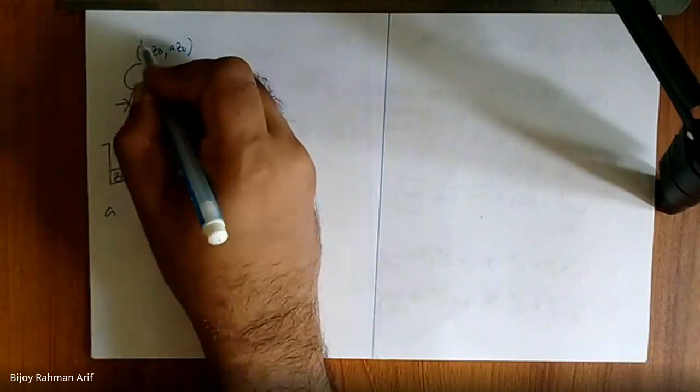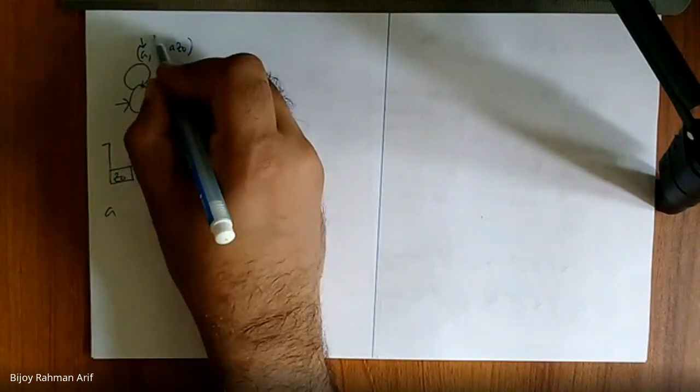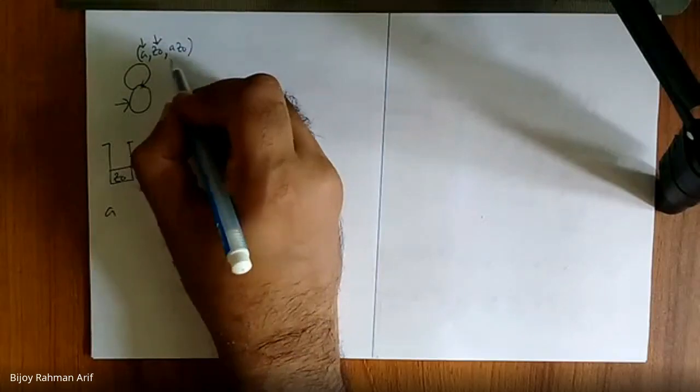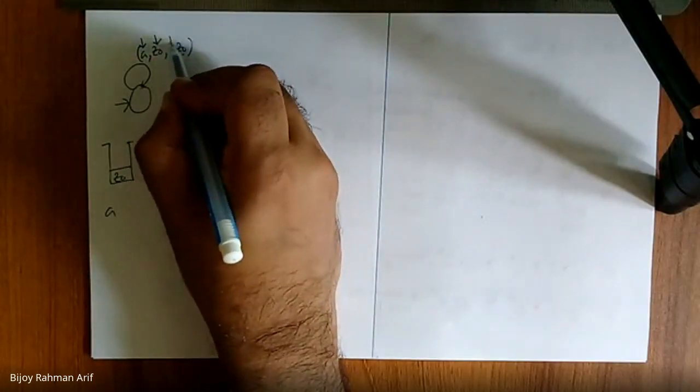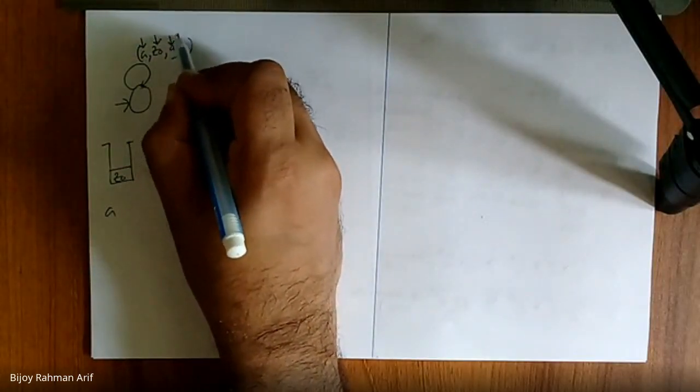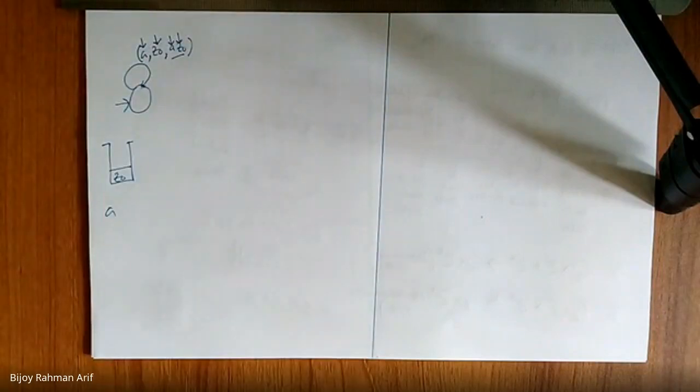So this is what I get from the buffer. This is the top of the stack. If I push, I'm going to write: I'm pushing A, and before A there is a Z0. Did you get it? Any question, guys?